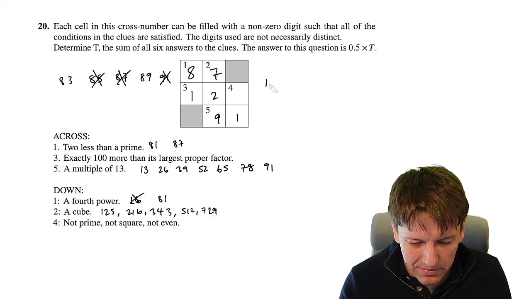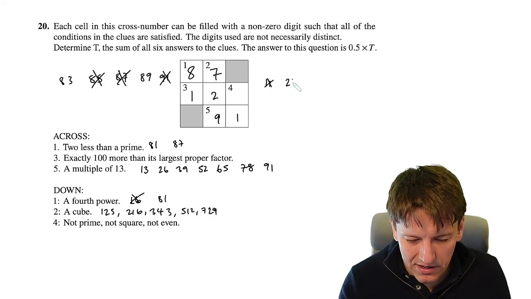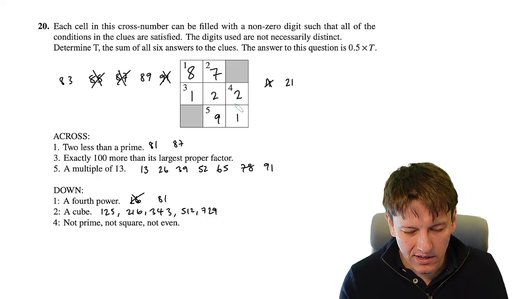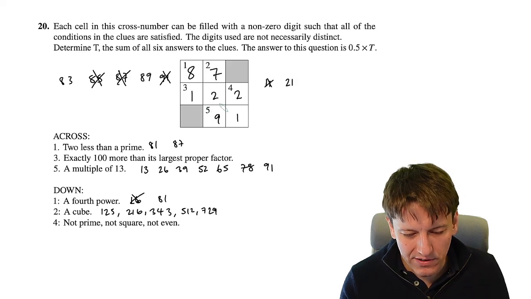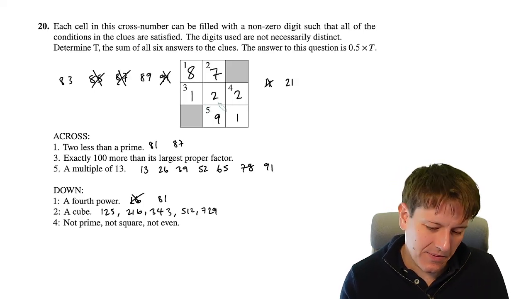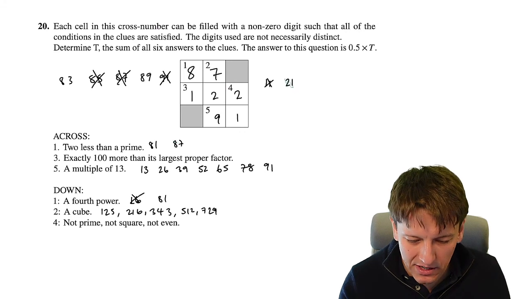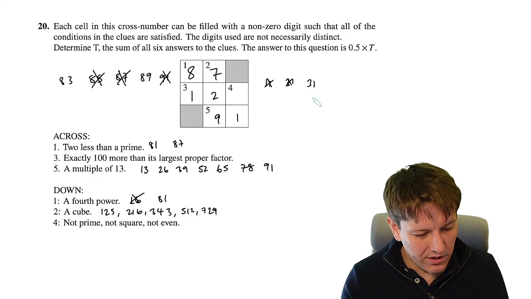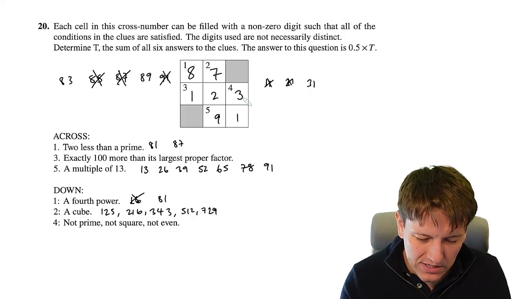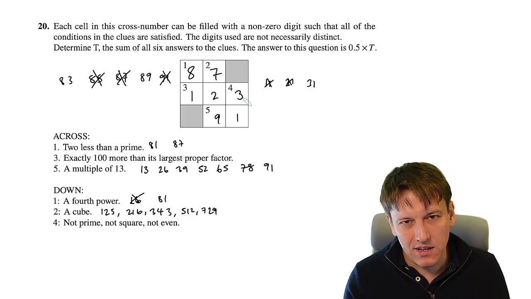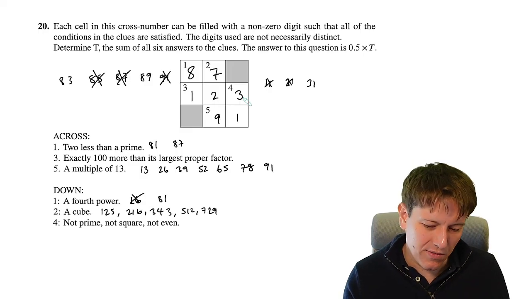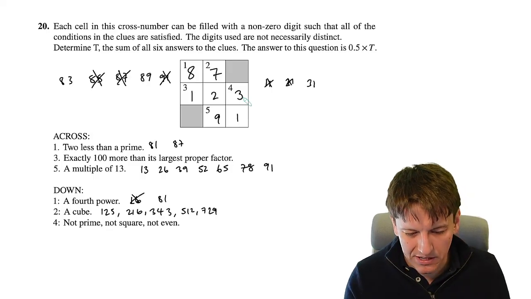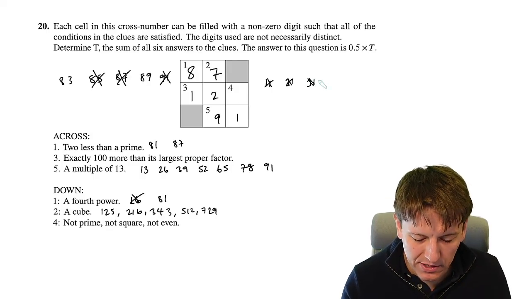Well, it can't be 11 because that's prime. 21 is not square and not even, but now the largest factor of 122 is 61, so that's not 100 less than it, so it can't be 21, so we can rule that one out. 31, well, again, 123 here has 3 as a factor, so 41 is going to be a proper factor, so it's not going to be 100 more than its largest proper factor, so we can rule that one out.